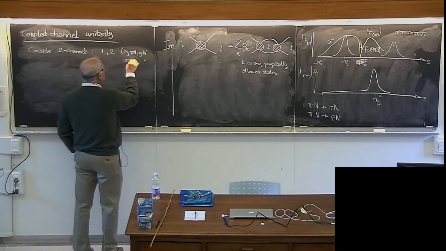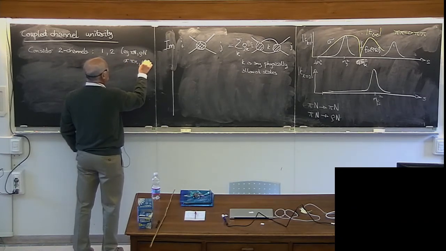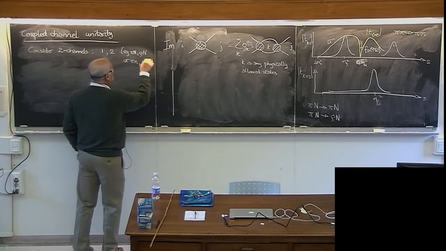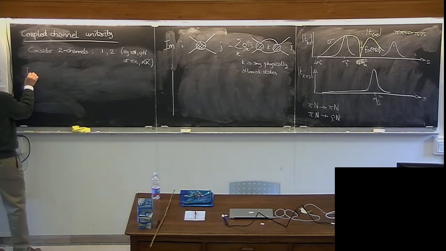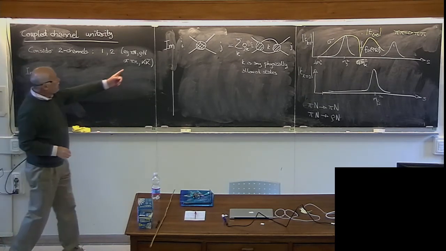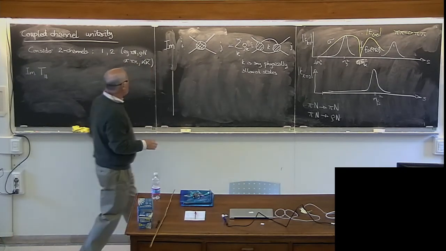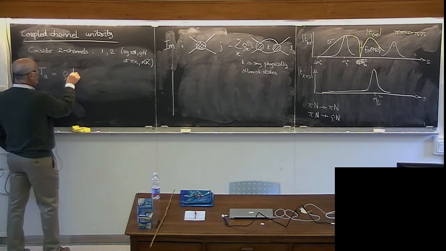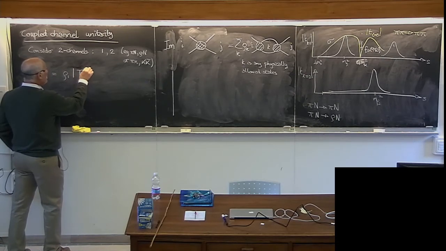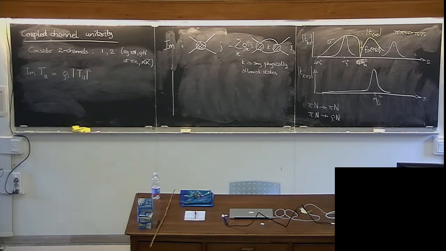Or pi pi and K K bar, or whatever, many different examples. So then the unitarity relation says that the imaginary part of the amplitude for channel 1 to go to channel 1 is equal to the phase space factor for channel 1 times the modulus squared. That was elastic unitarity. Now remember, the labels label the channels.